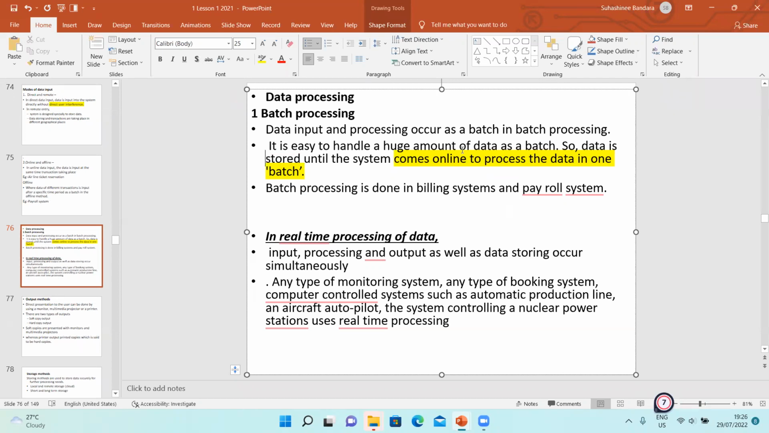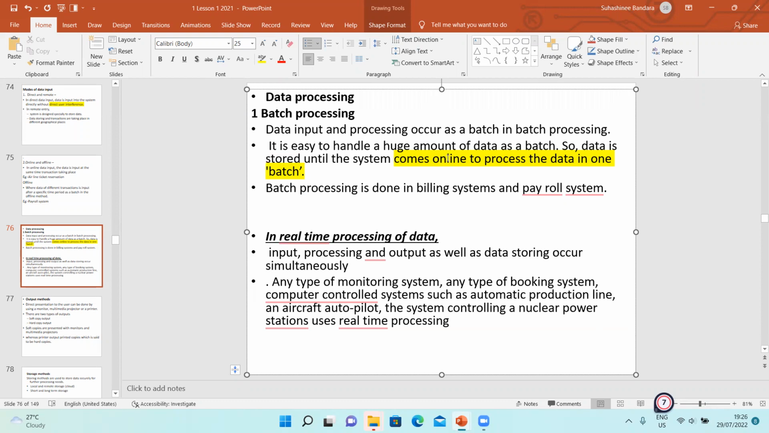For example, update all the attendance of a teacher or worker, and according to the number of days, pay the salary at the end of the month. So batch processing is like billing, paying the payments at the end of the month. We store data until the system comes to process it. It can be online or offline.